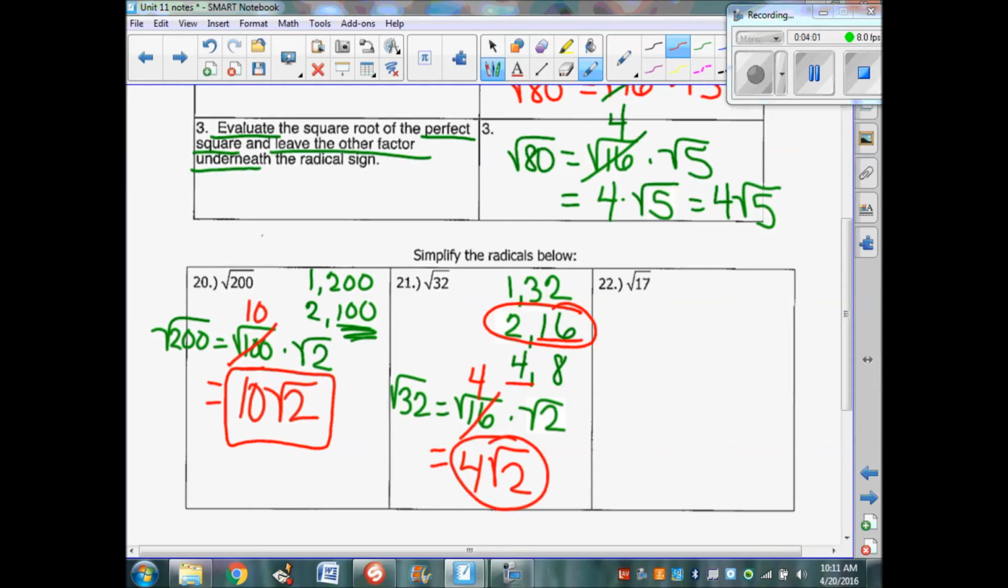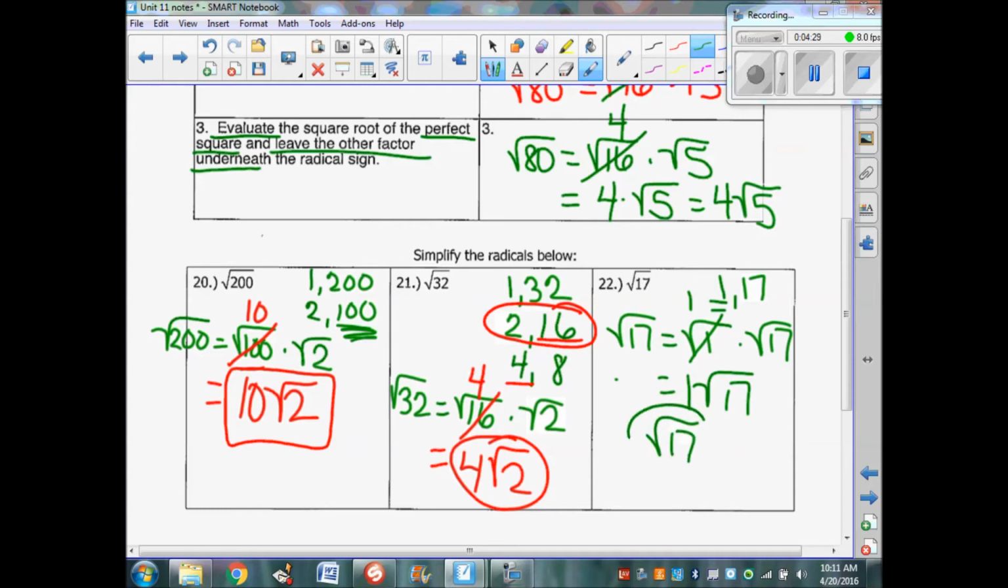Now 17, I think of my factors of 17, and there's only one set of factors, 1 and 17. 1 is a perfect square, but it's not going to do anything for us. Because if I wrote the square root of 17 equals the square root of 1 times the square root of 17, we know that this is 1, that's just 1 square root of 17. That hasn't changed anything. So the square root of 17 is in simplest radical form. We can't do anything else to it. It's simplified.